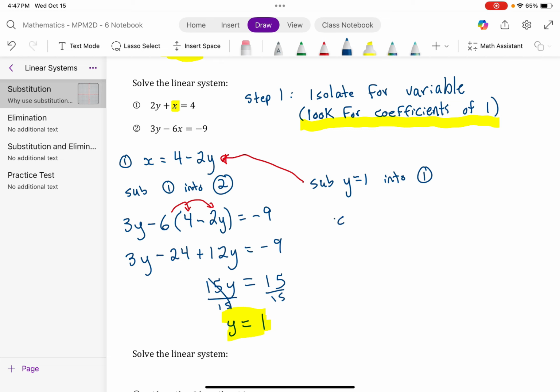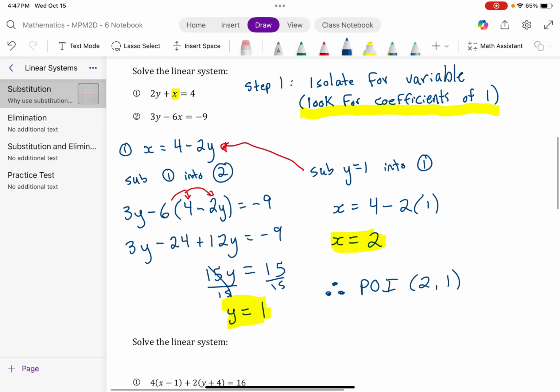So if I do that, x is equal to 4 minus 2 times y, which was equal to 1. So x is equal to 4 minus 2. x is equal to 2. And then we will list our answer as an ordered pair. Therefore, the point of intersection is (2, 1). So at that point, (2, 1) on a graph, these two lines would be intersecting with one another.